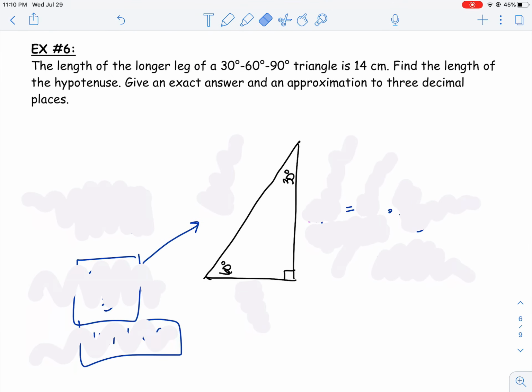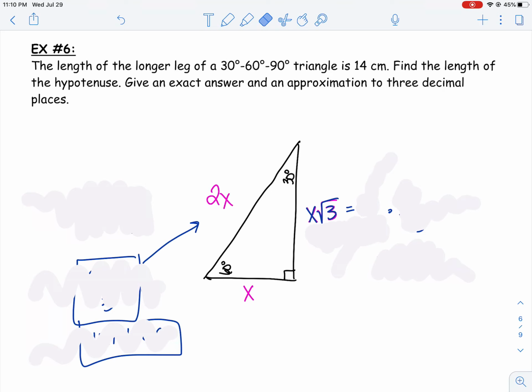All right, let's do another one. In example number 6, it says the length of the longer leg now of a 30, 60, 90 triangle measures 14 centimeters. Find the length of the hypotenuse this time. Okay, here we go. I drew my triangle like this. I've got a 30 degree, I've got a 60 degree, and I know that the relationships are: across from the 30 is x, across from the 90 now is 2x, and across from my 60 is x rad 3, making sure that I do it in that order.